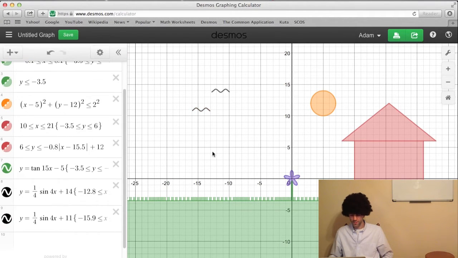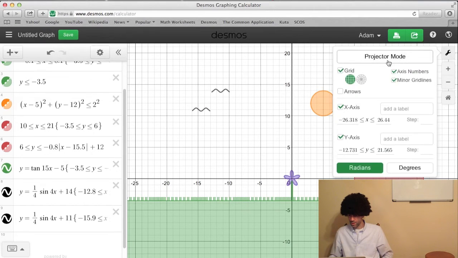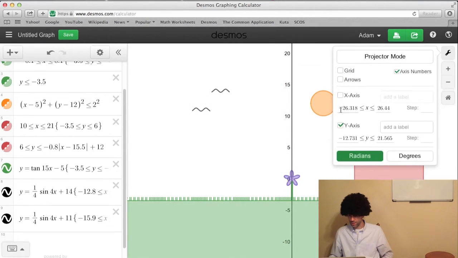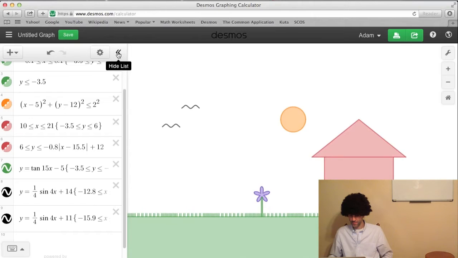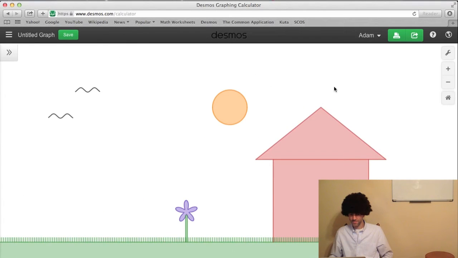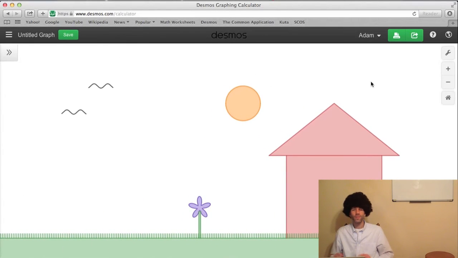There we go. We have changed the bird. It's now a black bird. We will take off the grid, the x-axis, the y-axis, and there we go. There's a beautiful field with a flower, a barn, the sun, and two birds. Enjoy your graphing.